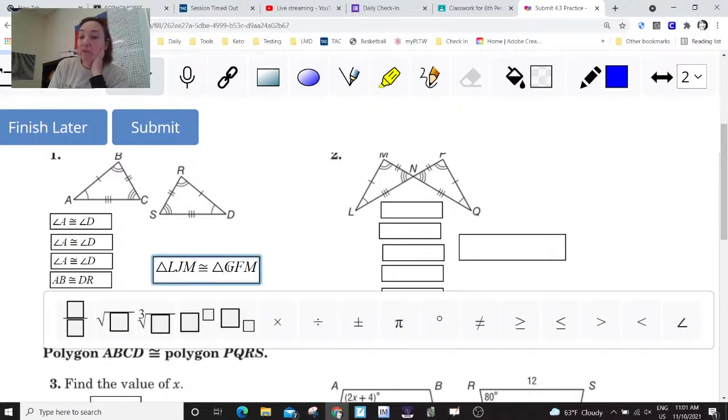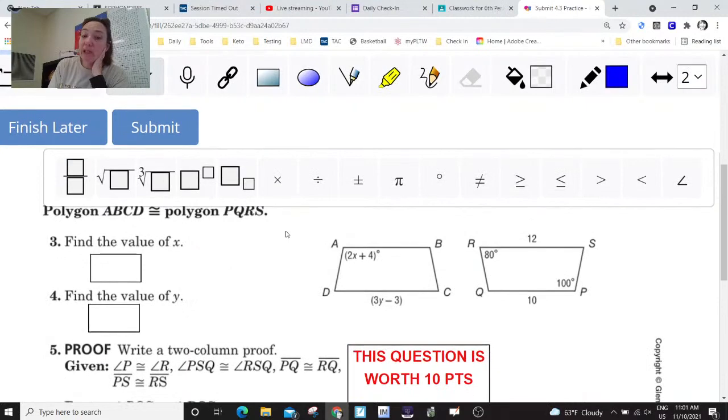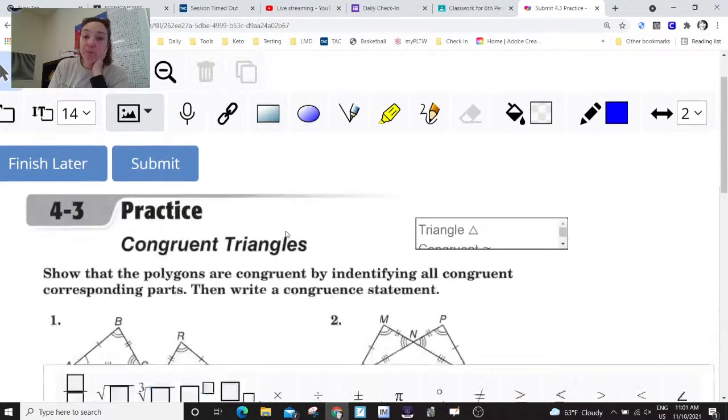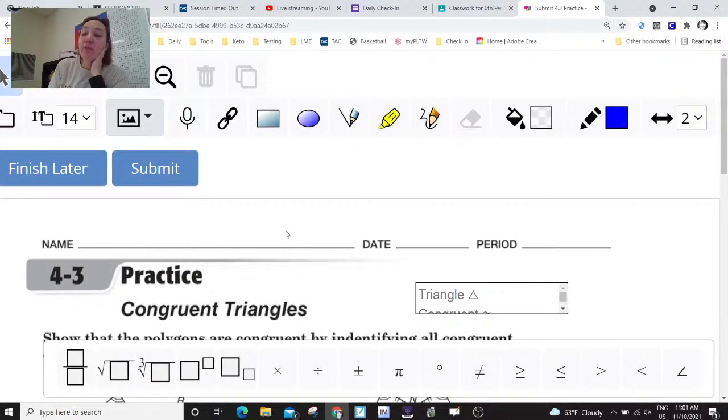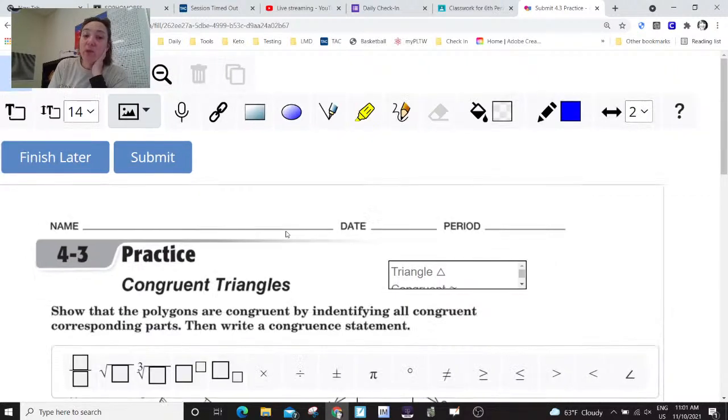Y'all have about 15 minutes, about what I said you would have. So you have 15 minutes to work on 1, 2, 3, and 4. Okay? If you don't finish them, that's okay. But you have that time to work on them.